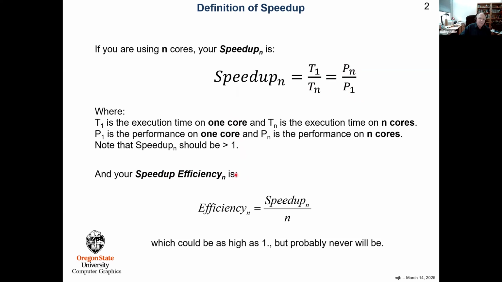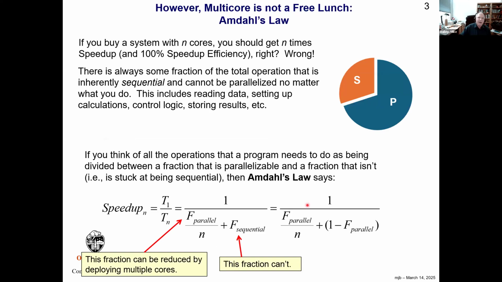Okay, and then speed up efficiency is the speed up you get when you go from 1 to n cores divided by the n. And so we would love it if we can get 100% efficiency, right? 100% efficiency would mean with 4 cores, we get a speed up of 4. And that would be great. Well, your experience with perpetual motion machines is probably telling you that's not going to happen. And you would be right. But let's talk about why.